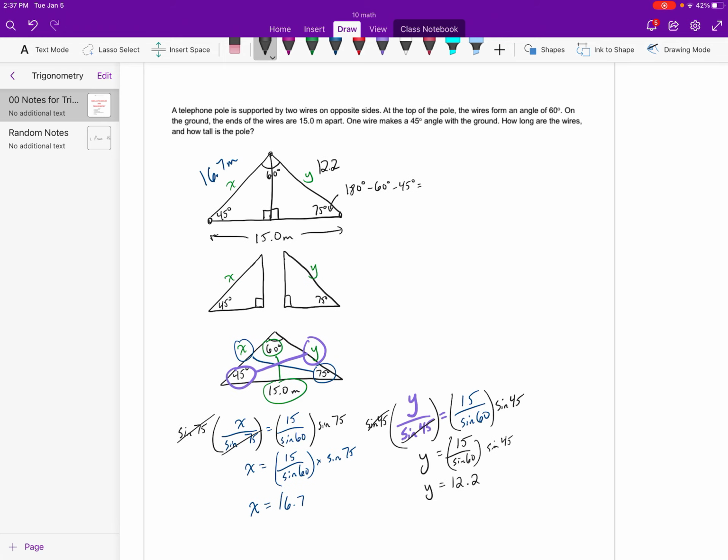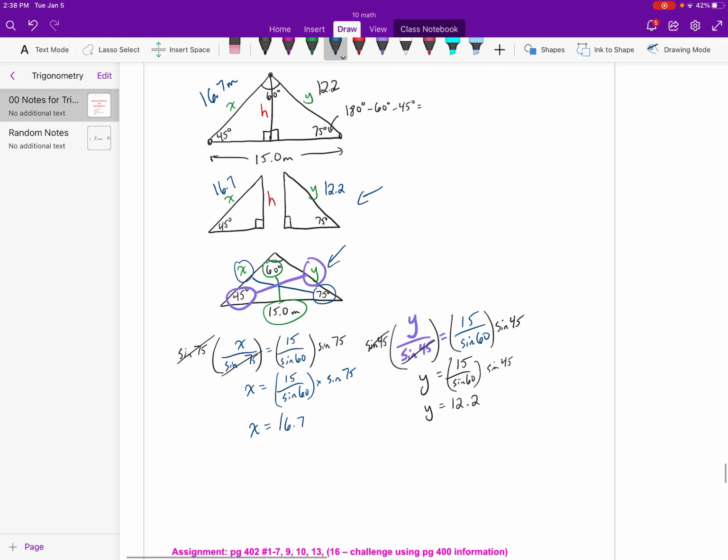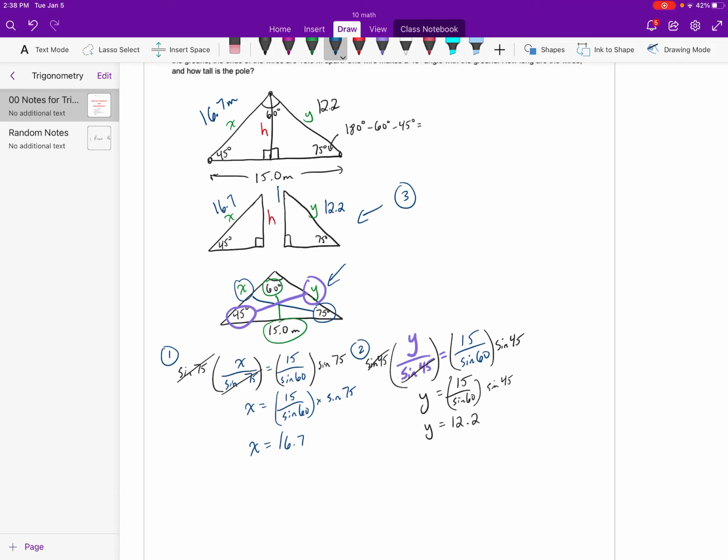So the question here was, how long are the wires? We've got both wires. And now we want to know how tall is that pole. So let's call this H right here. All those are H's here. Okay. So we have 16.7, we have 12.2, all the way along. So I can't solve for H in this diagram because it's not really labeled there, but I can solve for H in these diagrams. So now that I have that information, this is the first thing we did. Here's the second. I'm going to go back up here for step number 3. Let's just use this triangle right here.